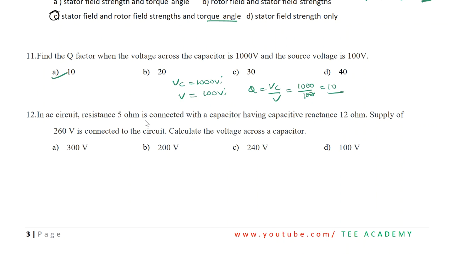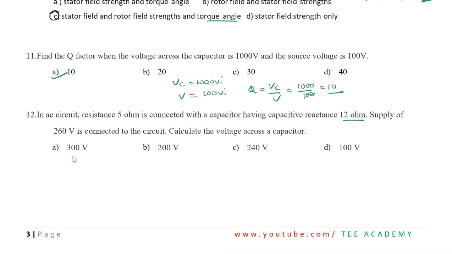In a circuit, a resistance of 5 ohms is connected with a capacitor having a capacitive reactance of 12 ohms. A supply of 260 volts is connected to the circuit. Calculate the voltage across the capacitor. Okay, so pause the video and do the solution.